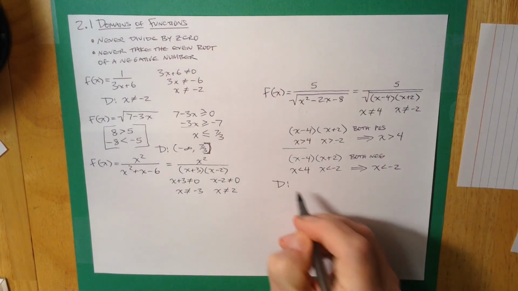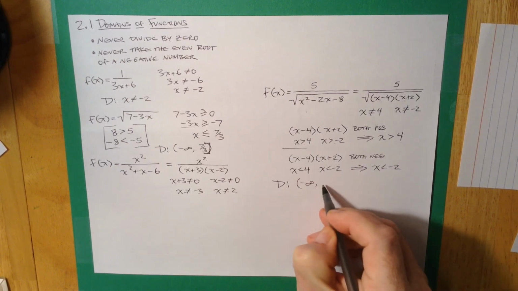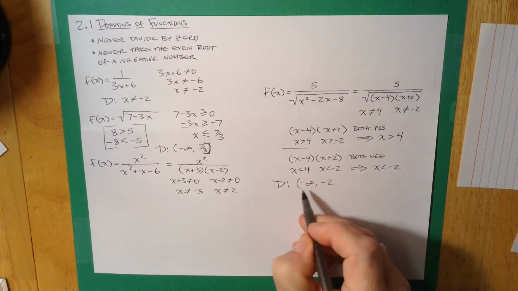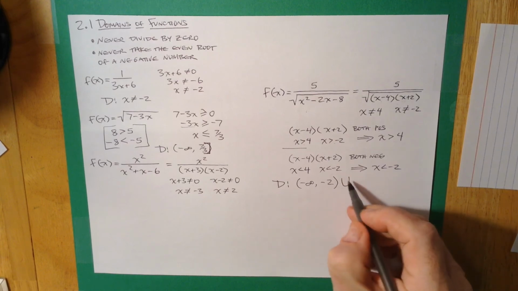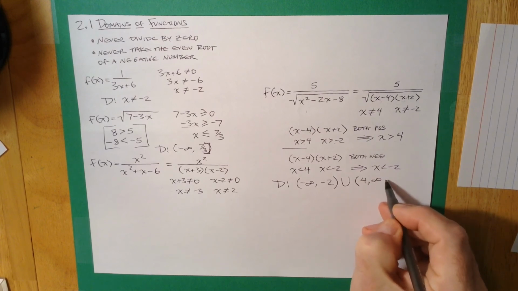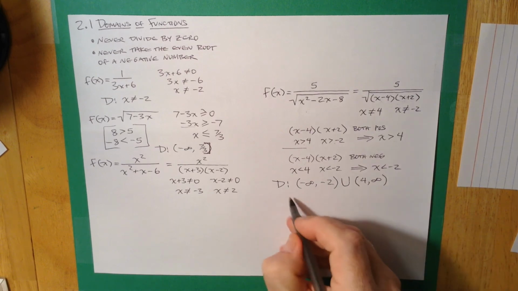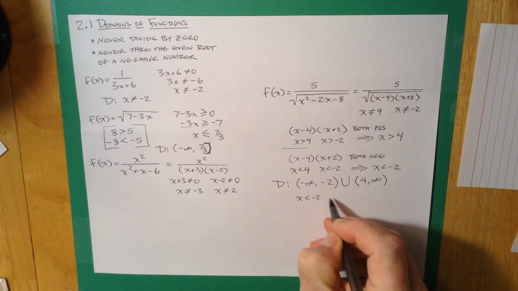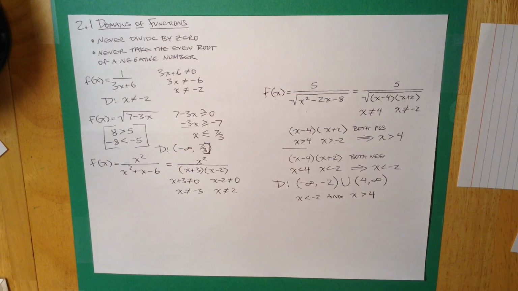The domain for this function is anything less than -2, along with, so we take the union, along with all values of x greater than 4. Okay? Or you could write it this way. You could say x less than -2 and x greater than 4. Whichever you feel comfortable with. Show your work and I'll know what you mean if you write either one of those two ways.